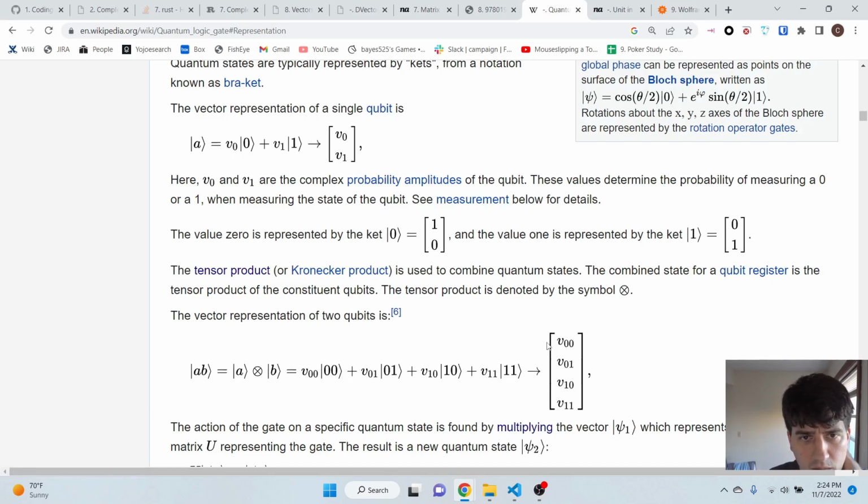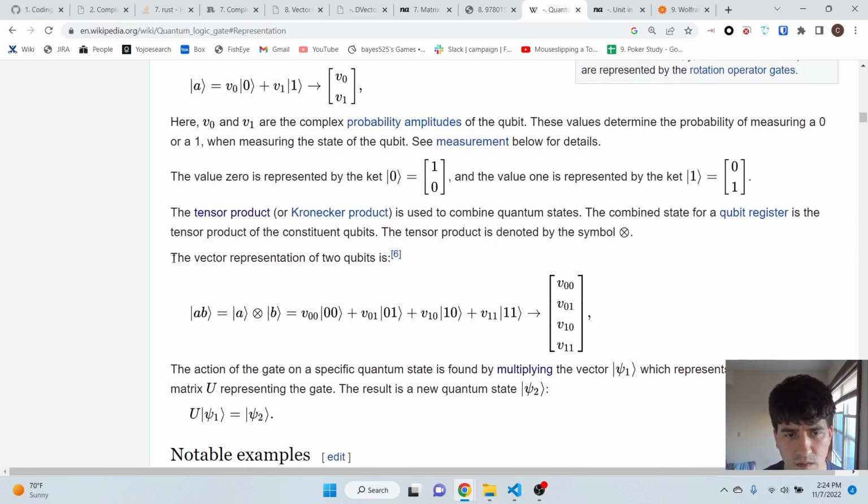V00. Oh, hang on. I get what I'm doing wrong. I'm representing my register incorrectly. A vector representation of qubits. So the way that I had been thinking about this is wrong. I had been trying to stack the two qubits on top of one another. So I was thinking that 1 0 is the zero state, a single qubit that's always going to be zero. I was thinking that 0 0 was going to be 1 0 1 0.